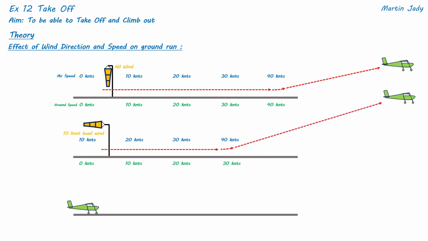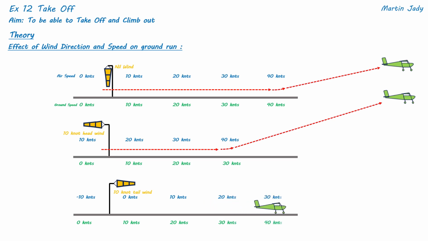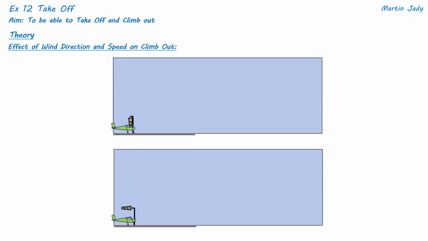It also means less wear and tear on the aircraft undercarriage, as it only has to reach 30 knots ground speed before the aircraft lifts off. Finally, the aircraft at the bottom has a 10-knot tailwind. To achieve 40 knots airspeed, it actually has to reach 50 knots on the ground roll. This is more wear and tear on the aircraft, and in some instances, there might not even be enough runway to do this. Taking off into wind also has a positive effect on climb-out performance.